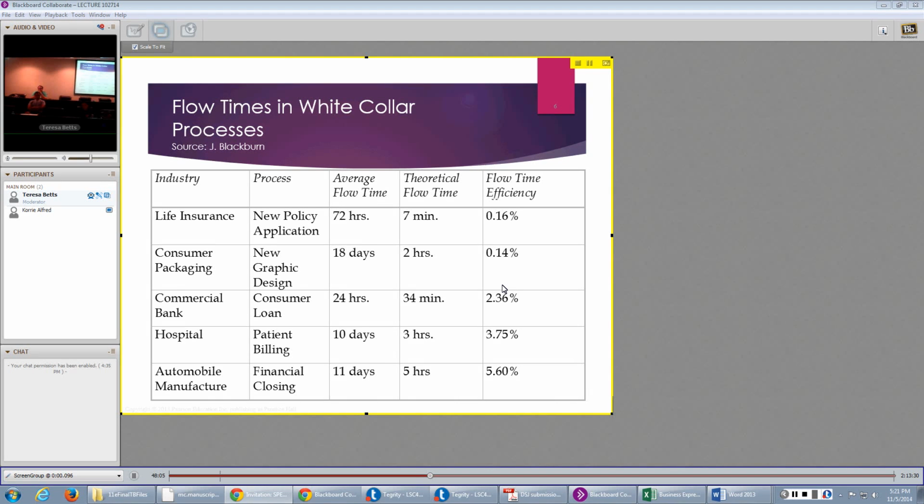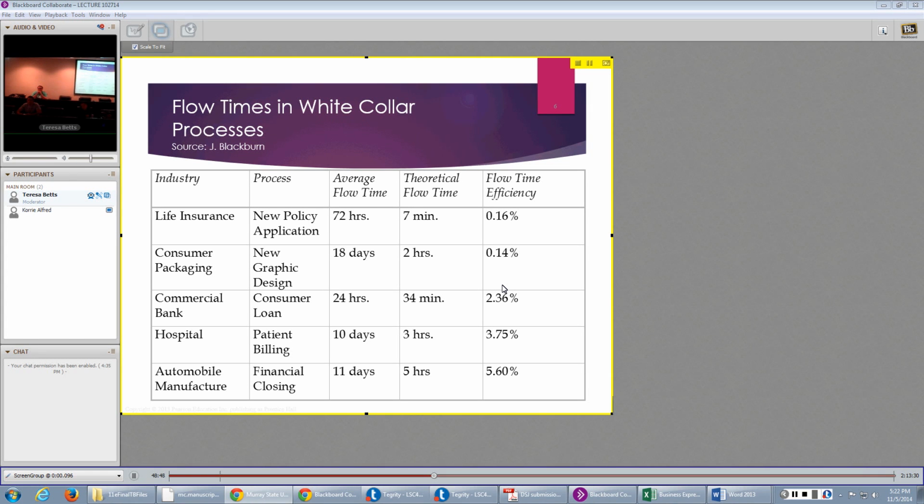With this commercial bank for consumer loans, the average flow time is 24 hours. The actual time that somebody spends doing value-added activity to that is 34 minutes, making that 2.36% efficient. Okay? Hospital patient billing, if you have ever had that, it's horrible. On average, it takes them 10 days from the time that it enters the billing process until it exits, but it really is only 3 hours worth of work in that entire time, so it's 3.7% efficient. In automobile manufacturing for financial closing, it can take 11 days from the time it enters until the time it exits. Okay? And the theoretical flow time is 5 hours, so it's 5.6% efficient.